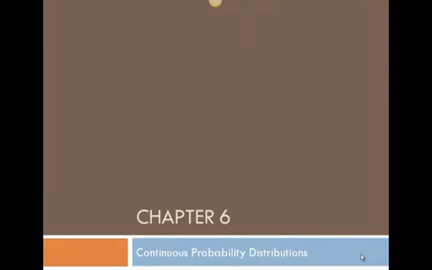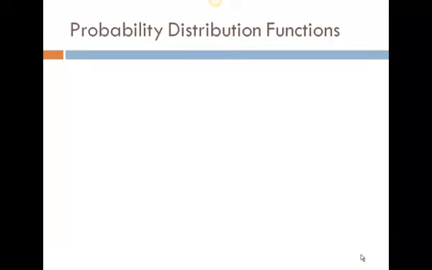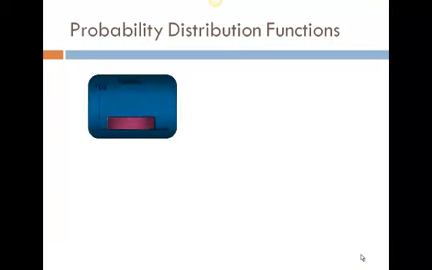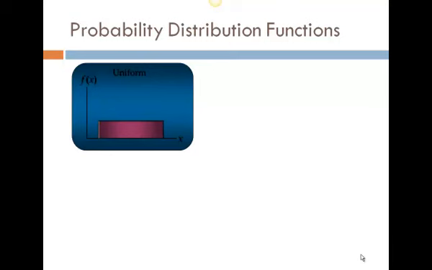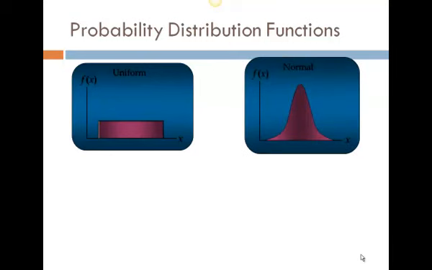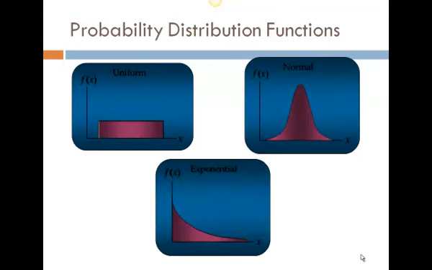This lecture will cover Chapter 6, Continuous Probability Distributions. There are three distributions we will discuss. The uniform distribution, wherein all of the probabilities are equal over a given interval. The normal distribution, where the probabilities fluctuate significantly over the interval. And the exponential, where they fluctuate, but they don't follow a normal bell curve. Instead, they're all kind of swooped over to one side.